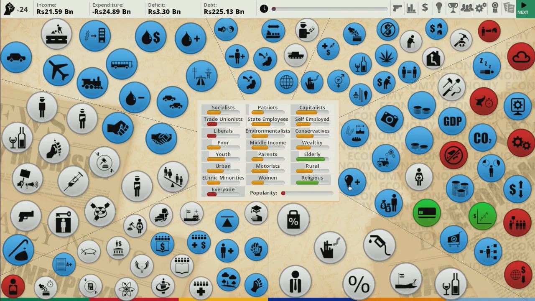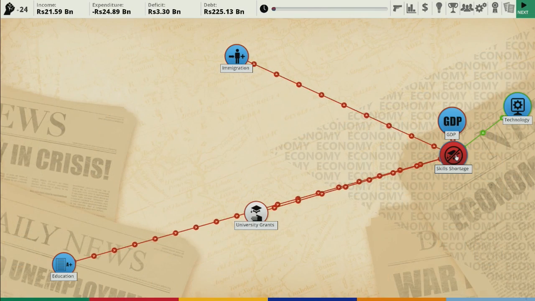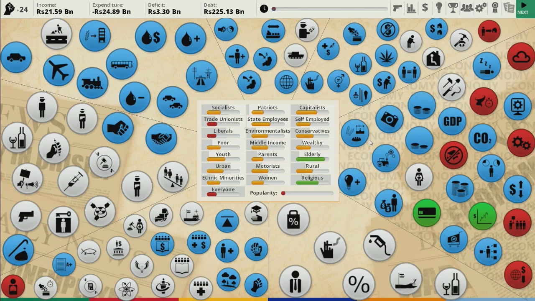So if you're coming in and playing the game for the first time, you're probably looking at the composition of your electorate and who's happy with you and who's not, and trying to please them to get through the next election. And if you happen to fix a skills shortage in your country along the way, all the better. But like I say, it's a sandbox. You can play it any way you like. So you don't have to address the issues of your electorate.